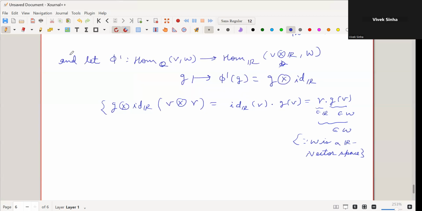So yeah, this is how you define the map on the other side, and then the only thing to check, that I leave to you, is that phi and phi prime are both linear. And not just linear; they are inverses of each other, and thus you have the isomorphism.